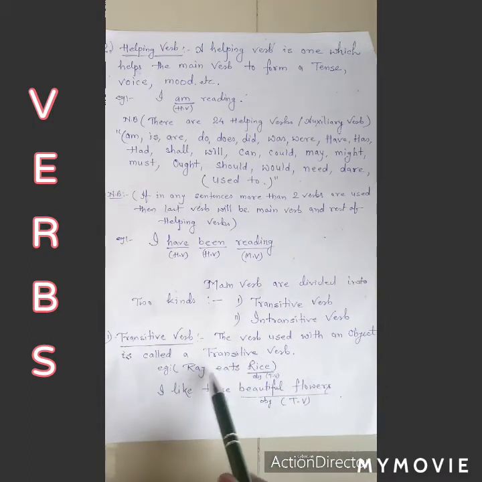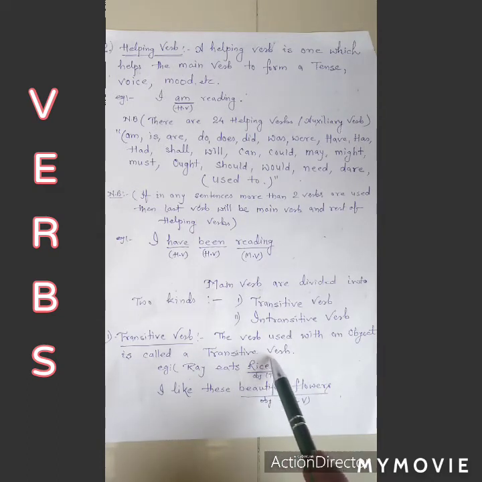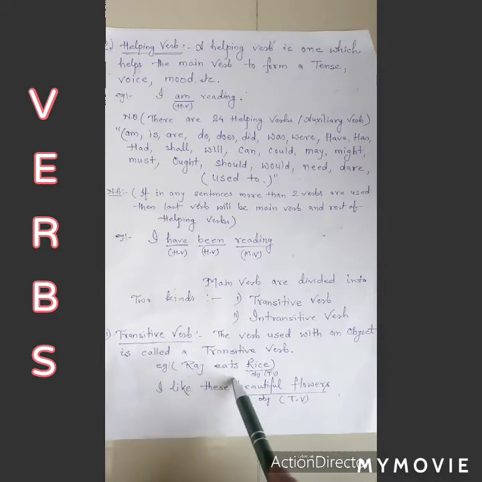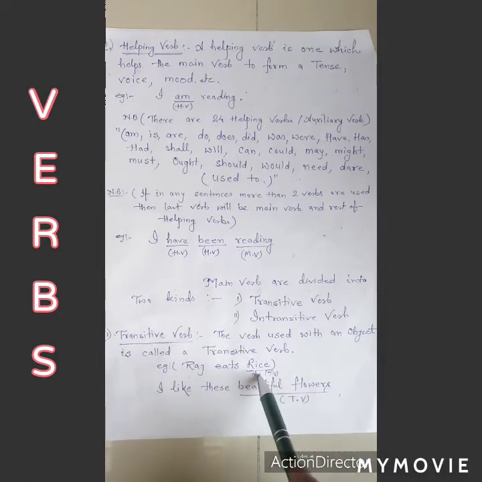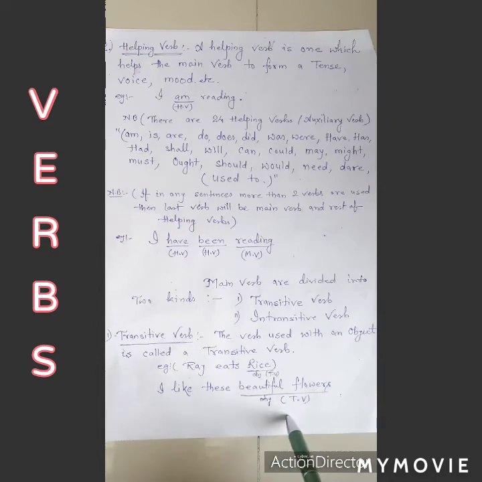Okay, for example, Raz eats rice. Here rice is the object, and with an object it is called the transitive verb. In this sentence, Raz eats rice, rice is the object, that's why this sentence has a transitive verb. Okay, the next one is I like these beautiful flowers. Here beautiful flowers is the object, that's why this sentence has a transitive verb.